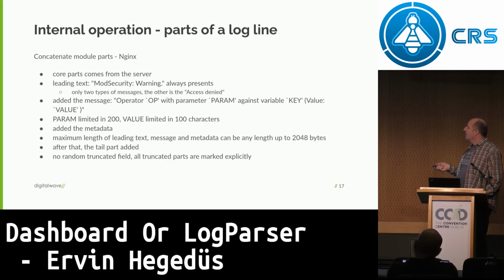And unfortunately, this is the one place only, in the case of libnginx and libsecurity3, where there is no information about truncation. But I have never seen any log lines like this. After that, the tail part is added. The advantage of libsecurity3 is no randomly truncated field, or if there are any, they are marked explicitly.